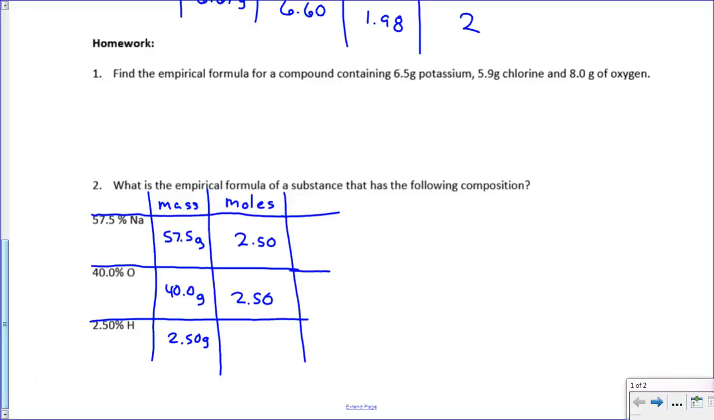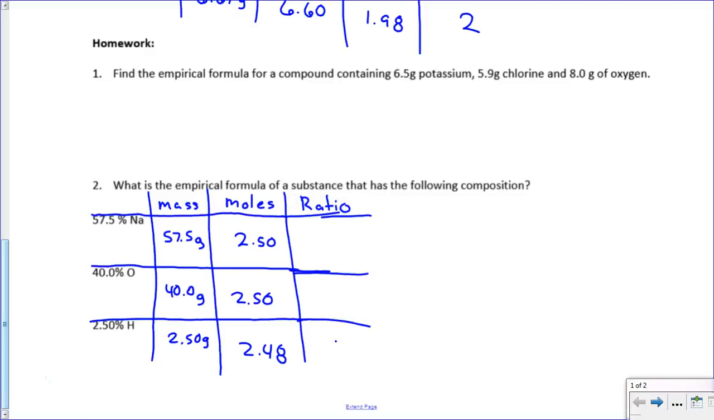And then the last one, we've got hydrogen. We're going to divide it by 1.01. 2.50 divided by 1.01 is 2.48. Then the next step is finding the ratio. Again, as a reminder, what we do is we look at the number of moles and we find the smallest one. So we've got 2.5, 2.5, and 2.48. The smallest one there is 2.48.